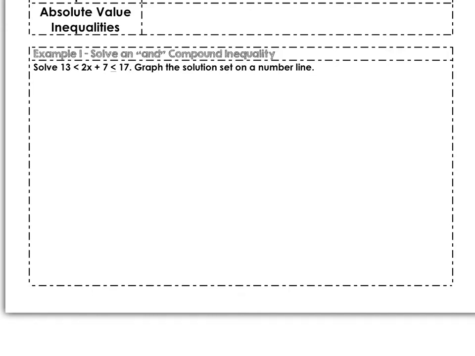Your textbook gives you two methods of approaching this inequality. Personally, I'm all for method number 1 because I think that method number 2 lends itself to getting lost in your work. So I'm going to proceed with method number 1, where I break my and inequality into two separate inequalities. Notice that my first inequality contains what's on the left-hand side as well as what's contained in the middle part of my inequality. The 13 is less than 2x plus 7.